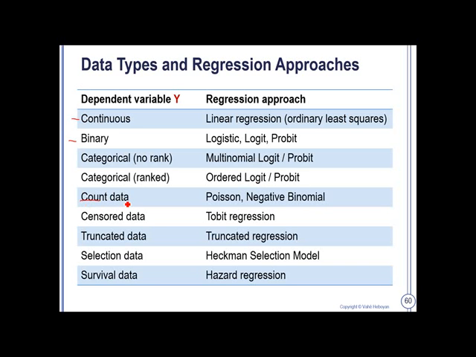If we have count data, in other words, how many patients did you see, well, we are looking into Poisson or negative binomial regression. Censored data, truncated, selection data, then we have Tobit, truncated regression, Heckman selection models. And finally, there's the survival data that will use the hazard regression or the Cox regression. As you see, even though all of them might be measuring smoking, they are different. The way they are measured, the way they are coded, and hence we have different regression approaches that are going to be used for each one of them.